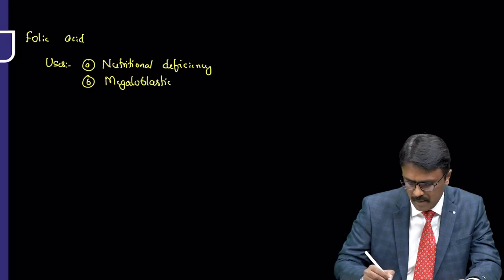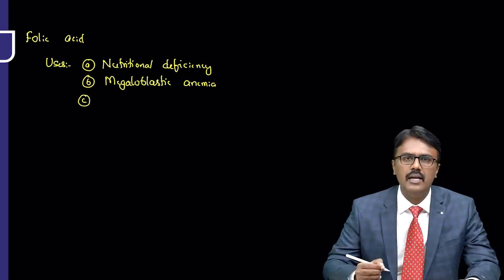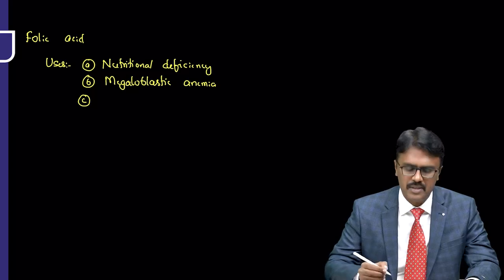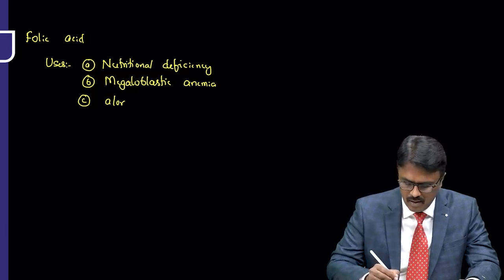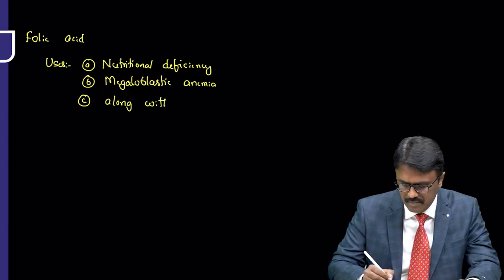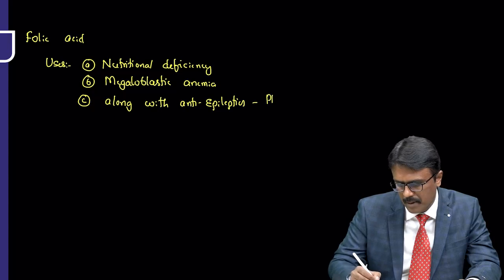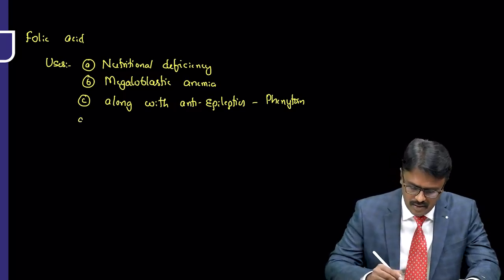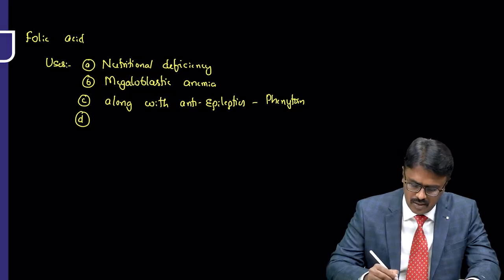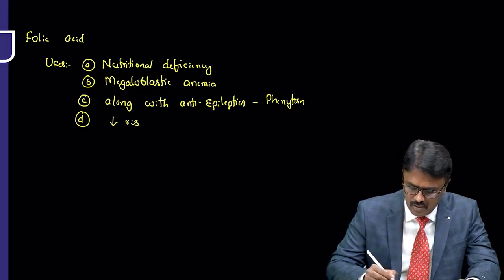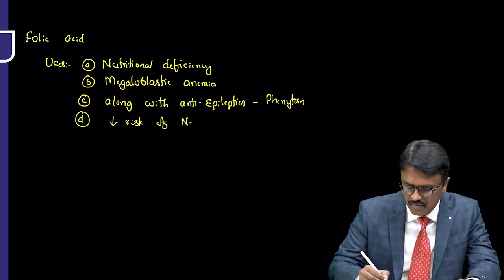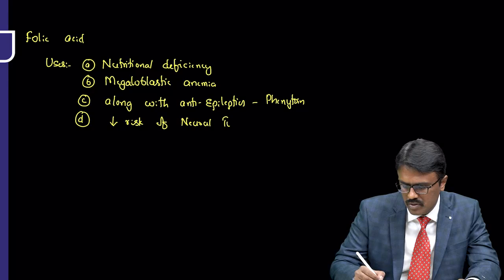Megaloblastic anemia, along with certain antiepileptics. Certain antiepileptics are known to produce folate deficiency. For example, phenytoin can cause a decrease in folate level. There we use it. And folic acid is also used to decrease the risk of neural tube defect.